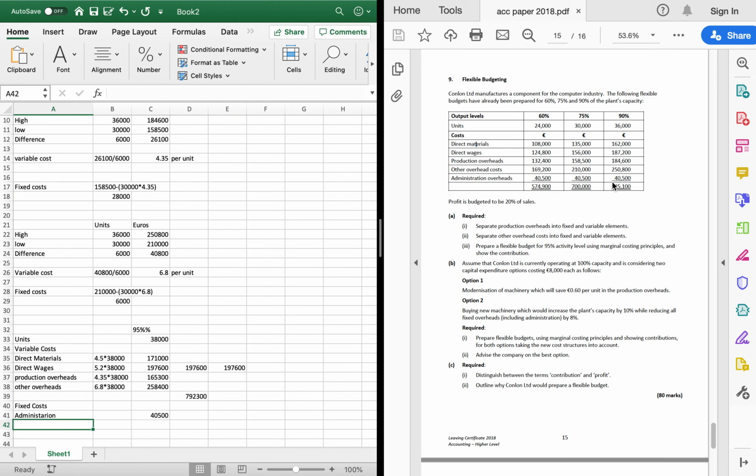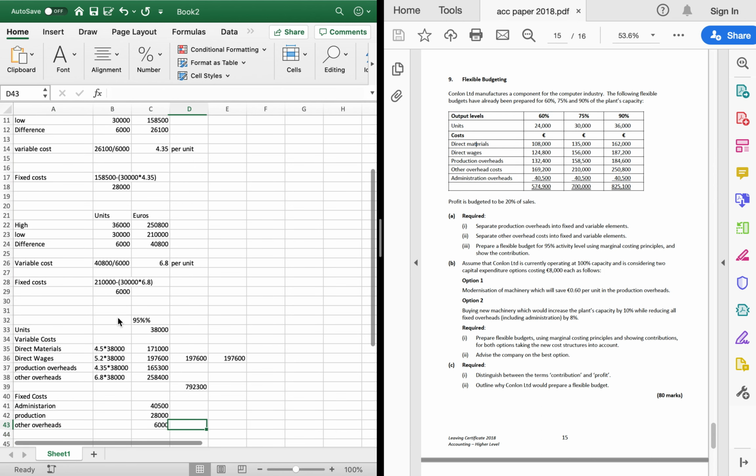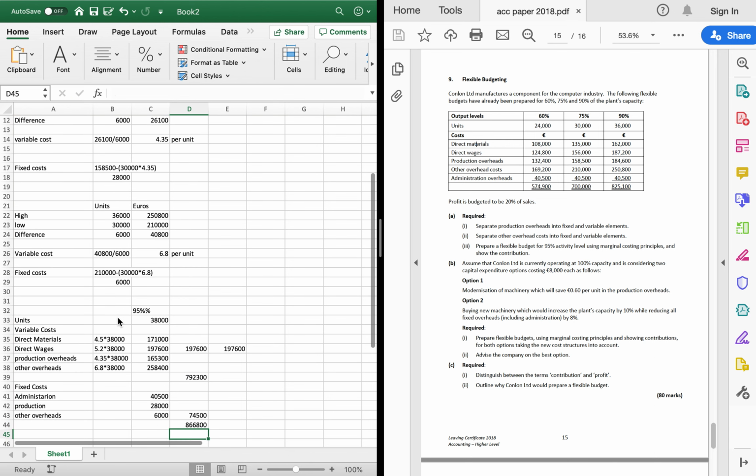We've got the fixed elements of our production and our other overheads. So the production overheads, we've got this 28,000, and then the other overheads, we've got the 6,000. There are our fixed costs. So we'll add them together, and finally add the two costs together. That's marginal costing principles, because you split your costs into their variable and fixed elements.